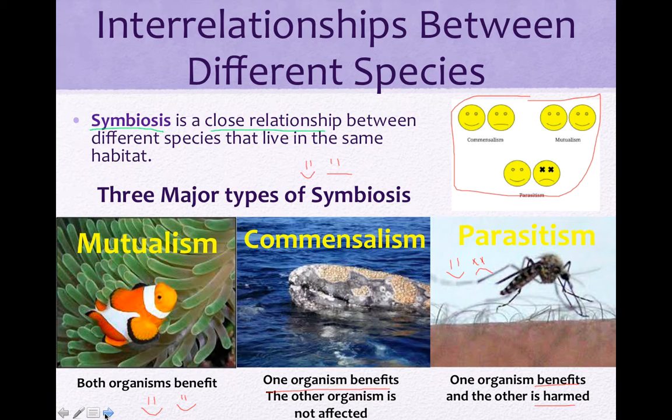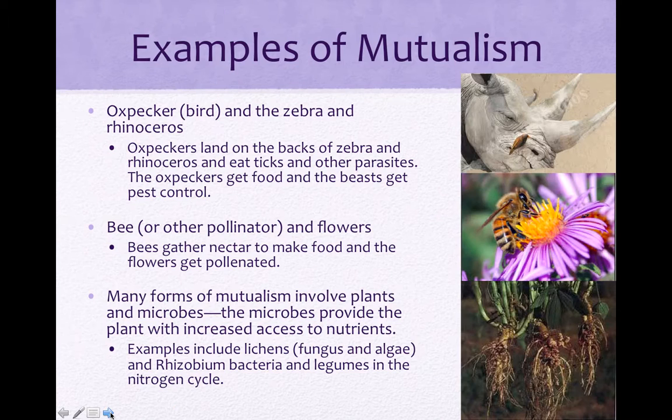So, 3 descriptions that you should have written out. Here are some examples that you could put for each one. An example for mutualism would be the oxpecker bird and a zebra, or even a rhinoceros. Oxpeckers land on the backs and they eat the ticks off of them, and then the oxpeckers get food. So the bird is getting food, and the zebra or the rhinoceros is getting the parasites knocked off of them.